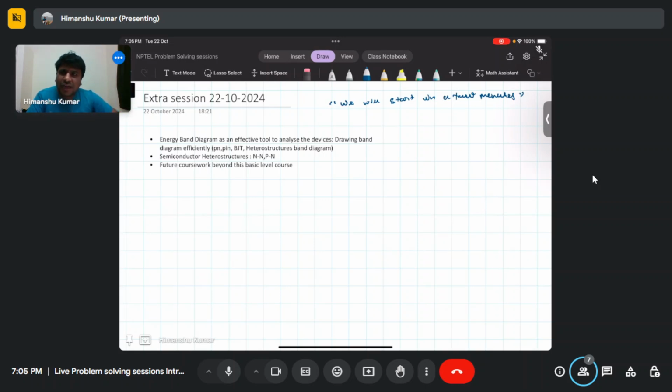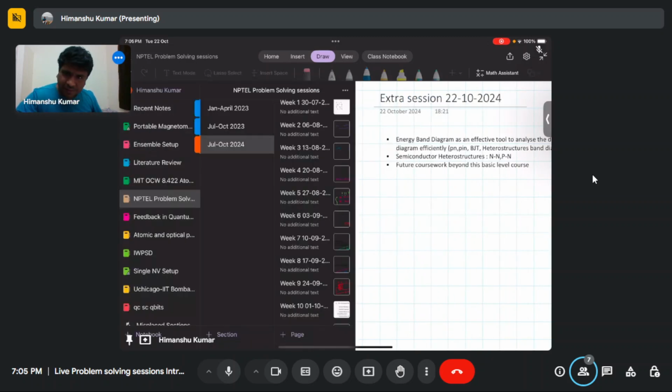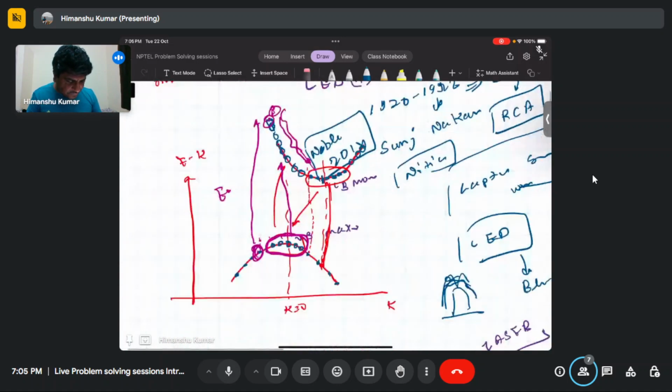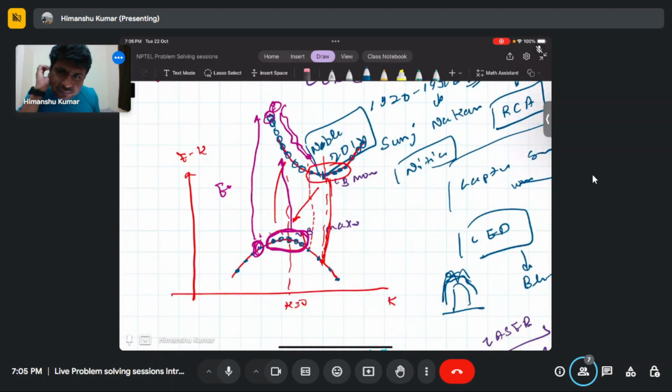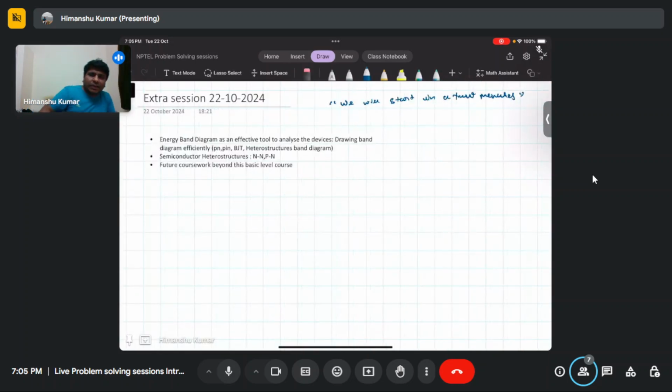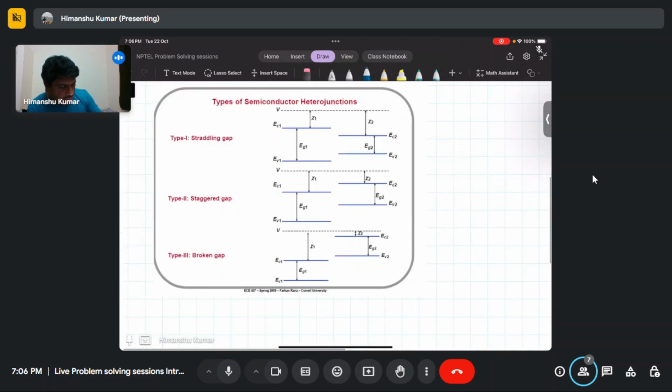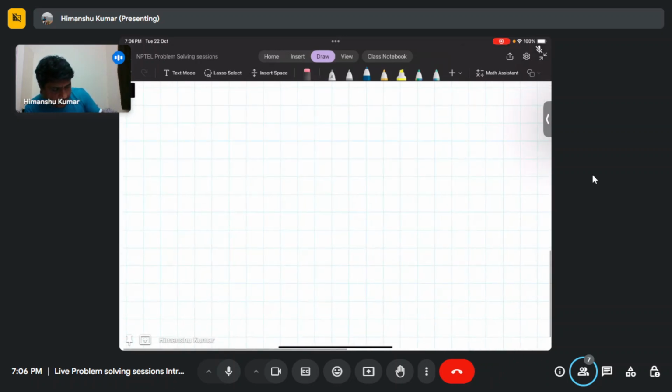Okay, so direct and indirect band gap semiconductors. Like last time, which I explained, right? So let me just open this. Basically, to decide whether your semiconductor is direct or indirect, one is direct and the other is indirect.